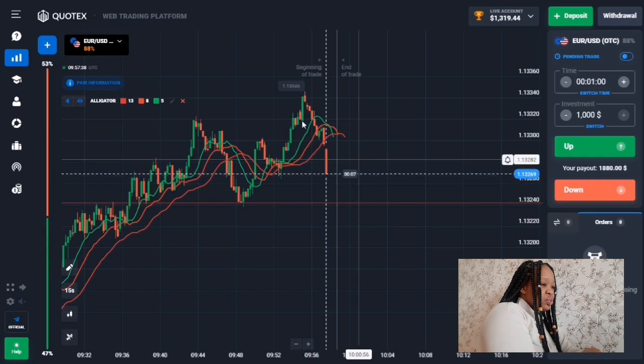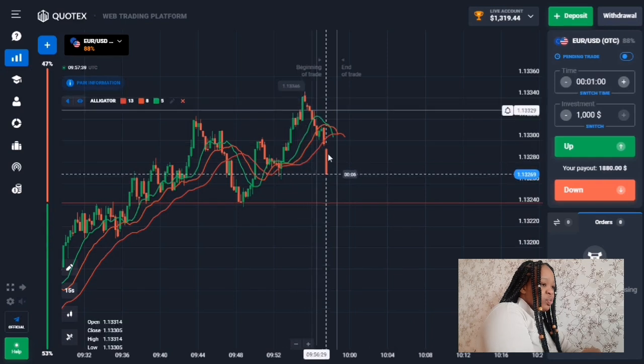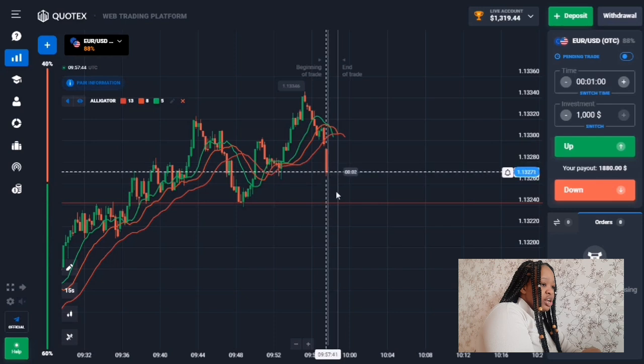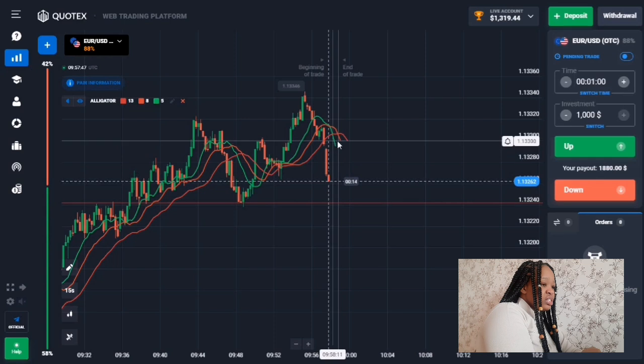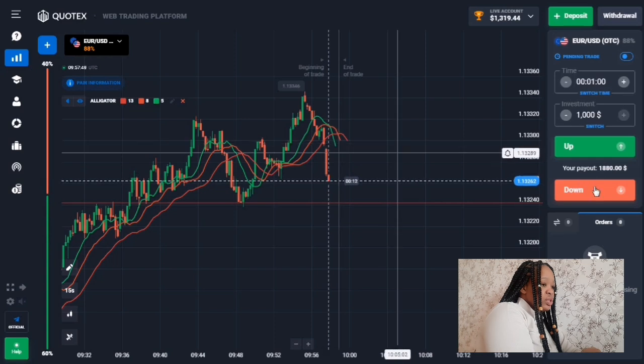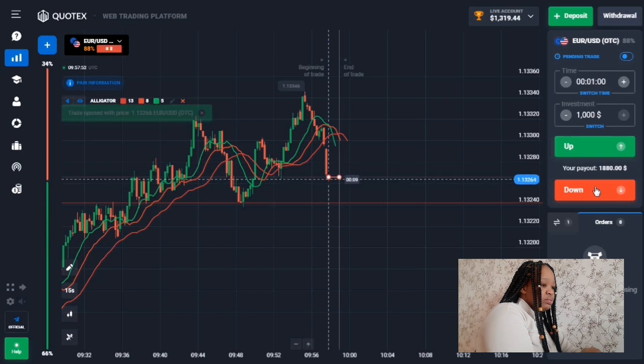This is another situation. This is a very good downward movement. The price has been trending towards the inner support level and the indicator signals the entry point, which is why I'm entering the market with a down trade for 1 minute only, and I'll wait and see the results of this trade.